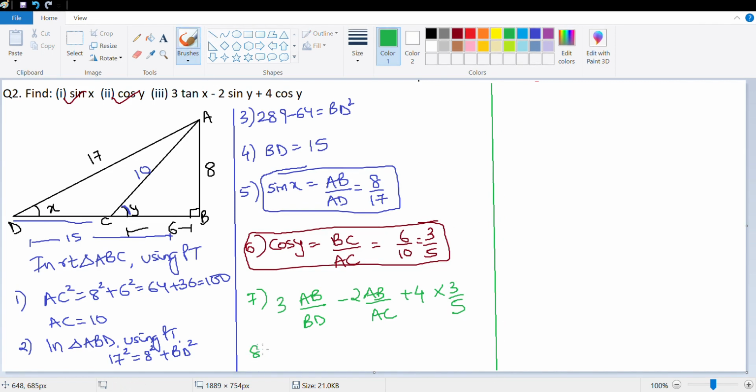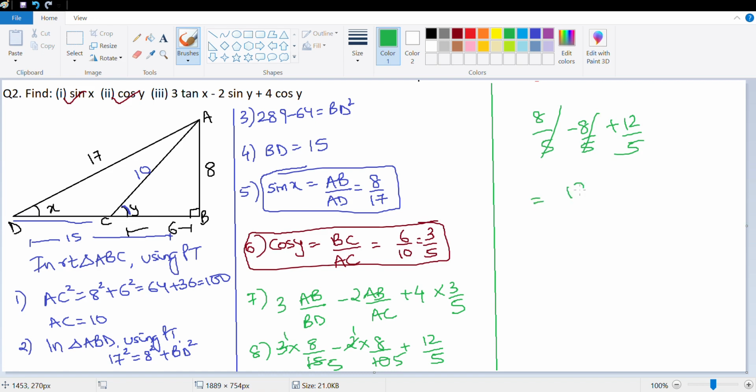So 3 times AB, which is 8, upon BD, which is 15, minus 2 times AB, which is 8, upon AC, which is 10, plus 12 upon 5. So this is 2, 1, 2, 5. This is 3, 1, 3, 5. So this is 8 by 5 minus 8 by 5 plus 12 by 5. This and this get cancelled, which means this is equal to 12 by 5.